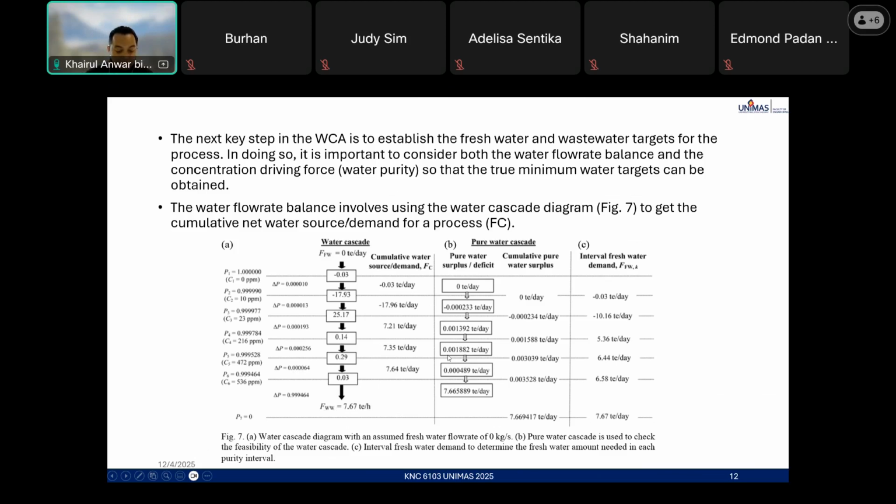Next is the pure water cascade. This is the whole legend from the water cascade, then we go to the pure water cascade, then the interval fresh water demand.